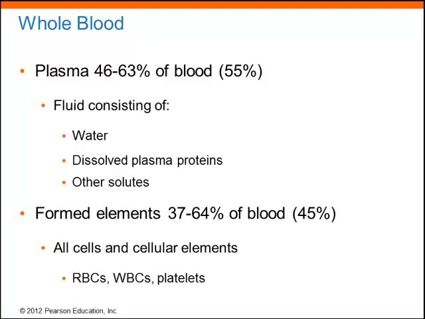55% of the volume of blood is plasma. About 45% of the volume is formed elements. The plasma consists of water and some very important proteins that we'll be talking about, and some other solutes, as we've already mentioned. The formed elements include the red blood cells, the white blood cells, and the platelets. Platelets are cell fragments in humans, not whole cells.